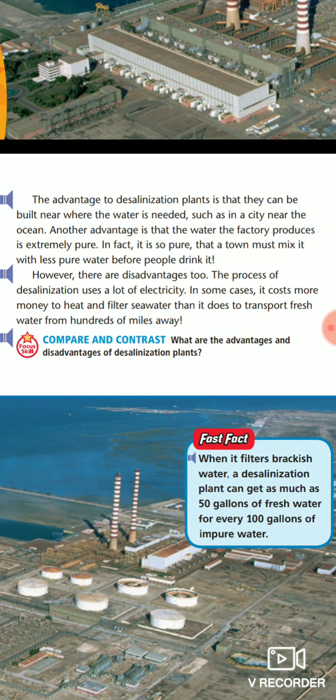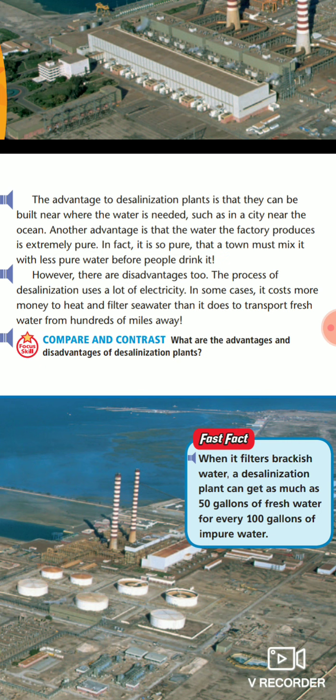Another advantage is that the water the factory produces is extremely pure. In fact, it is so pure that the town must mix it with less pure water before people drink it. However, there are disadvantages too. The process of desalination uses a lot of electricity.